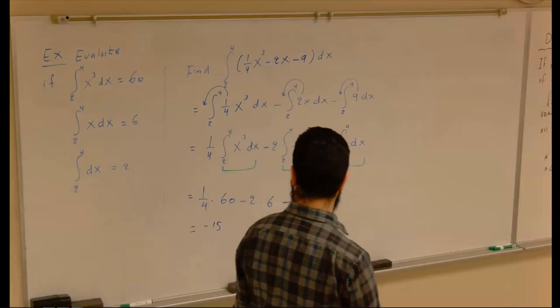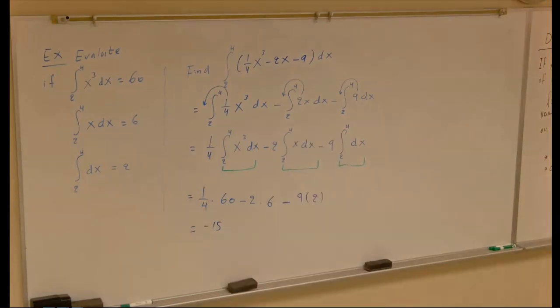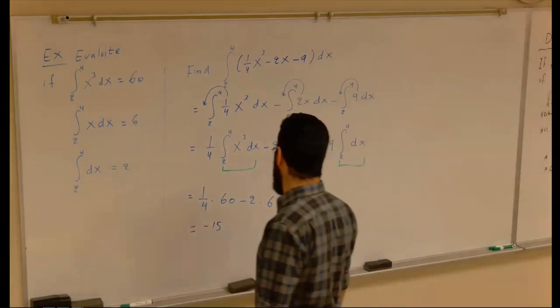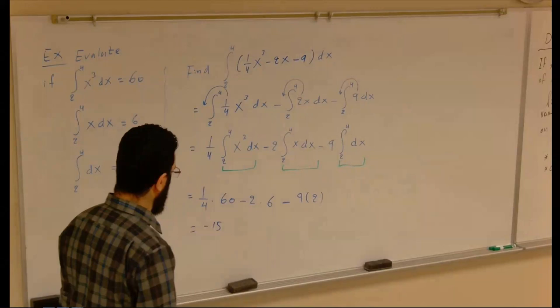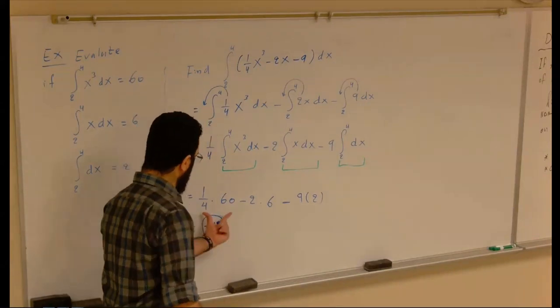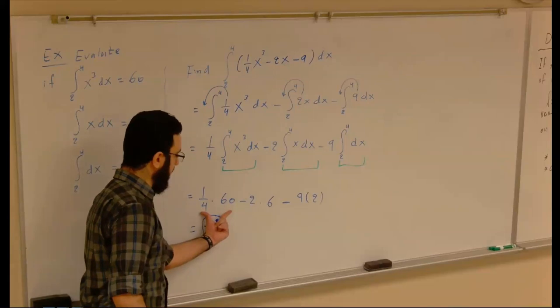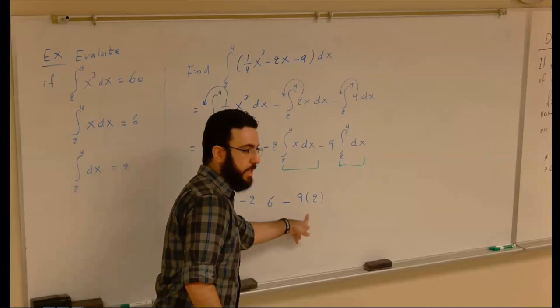Why is it negative? Which one? Negative 15. Oh, that's the final answer. Yeah. Okay. Because here's 15 minus 12 minus 18. 12 with the 18 is 30, negative 30. That means 15 minus 30.